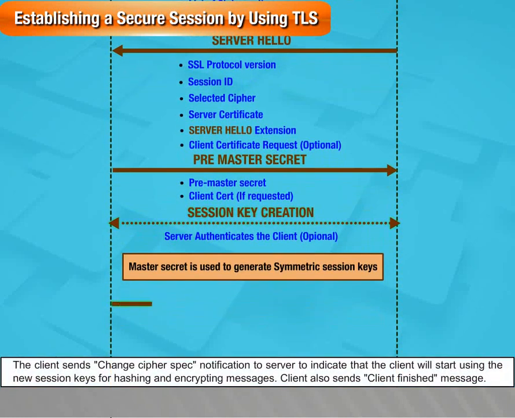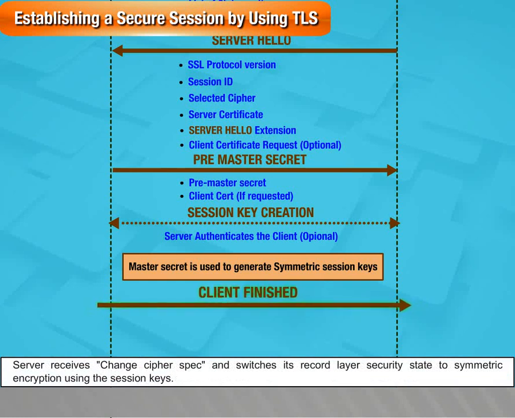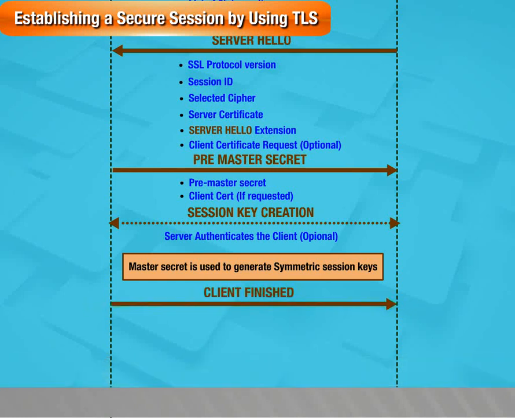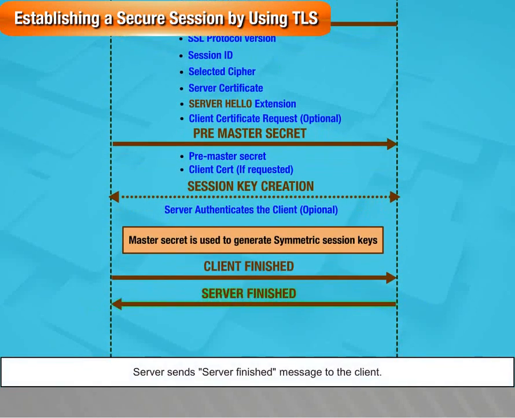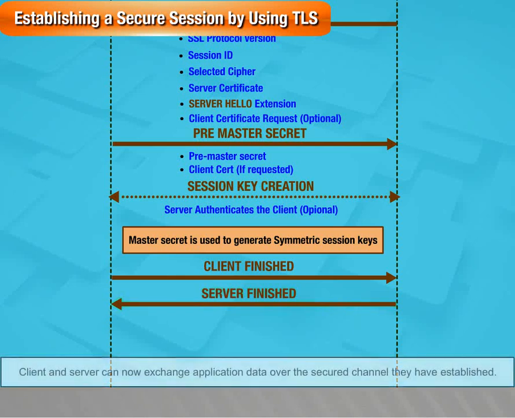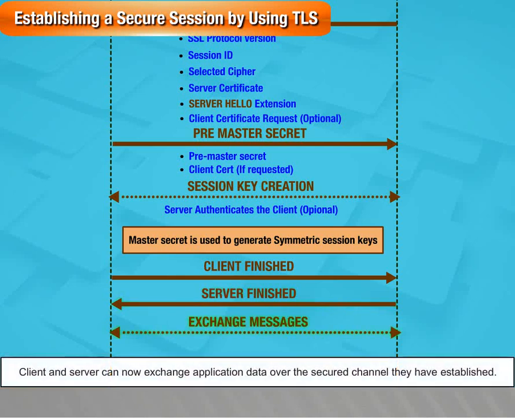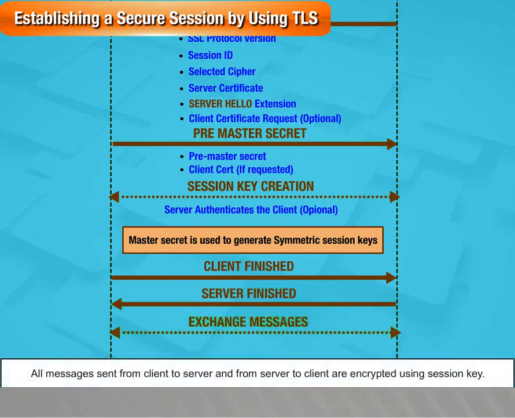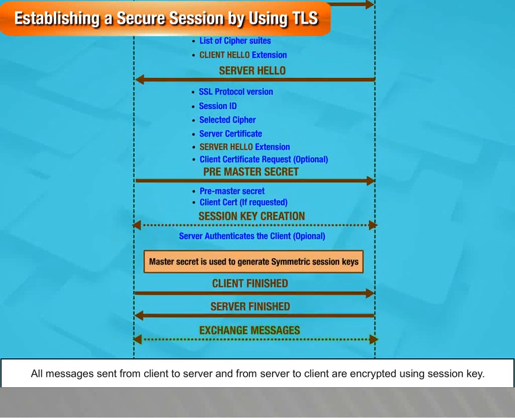The client sends a change cipher spec notification to the server to indicate that the client will start using the new session keys for hashing and encrypting messages. The client also sends a client finished message. The server receives the change cipher spec and switches its record layer security state to symmetric encryption using the session keys. The server sends a server finished message to the client. Client and server can now exchange application data over the secure channel they have established. All messages sent from client to server and from server to client are encrypted using the session key.